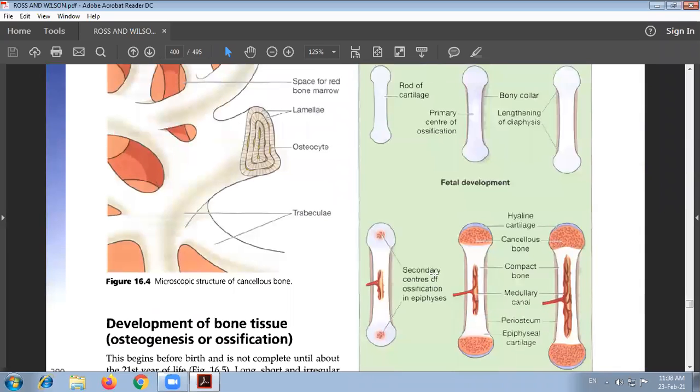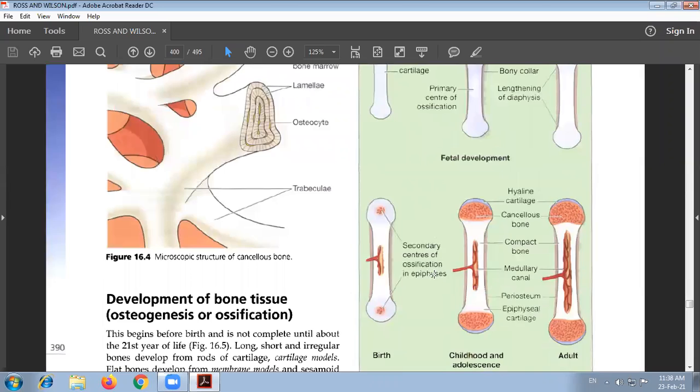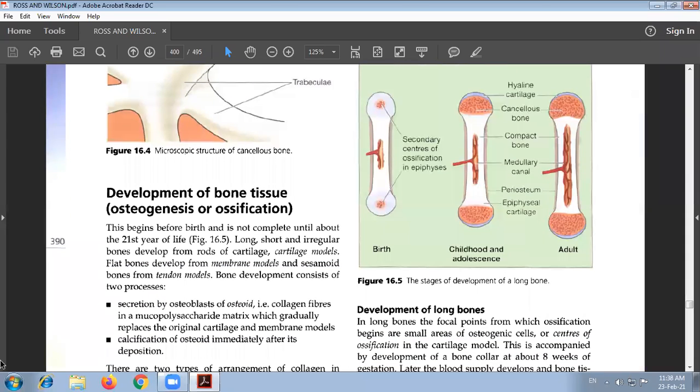So here you can see how the bone gets developed. The development of bone tissue, that is osteogenesis or the ossification process, begins before birth and is not complete until about the 21st year of life. The long, short and irregular bones develop from rods of cartilage, the cartilage models. The flat bones develop from membrane models and sesamoid bones develop from tendon models.